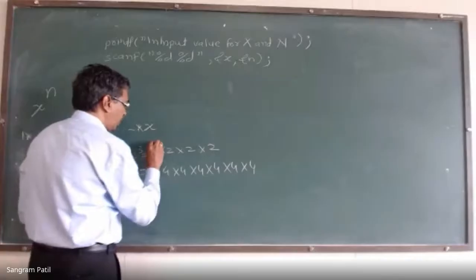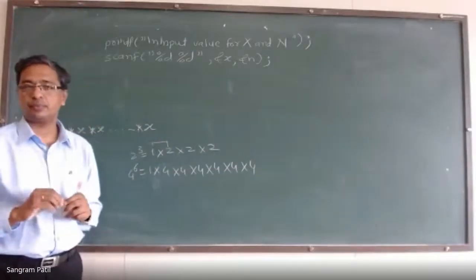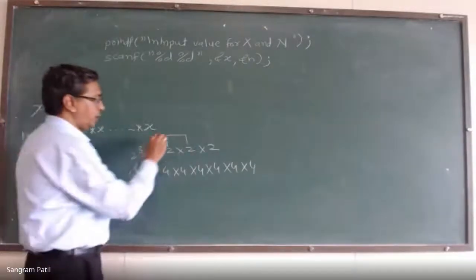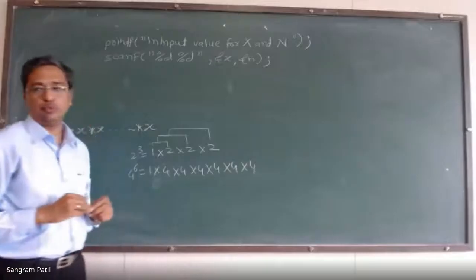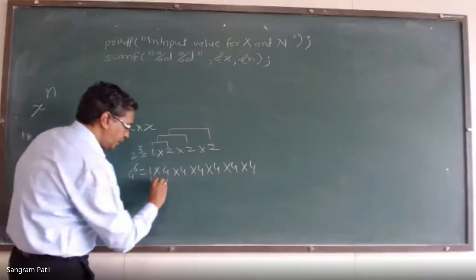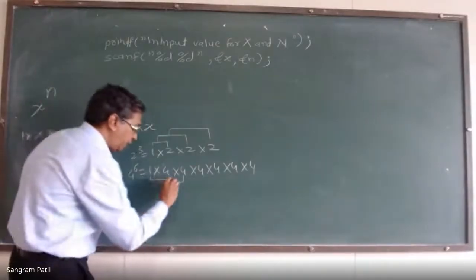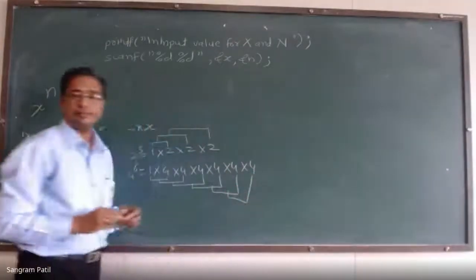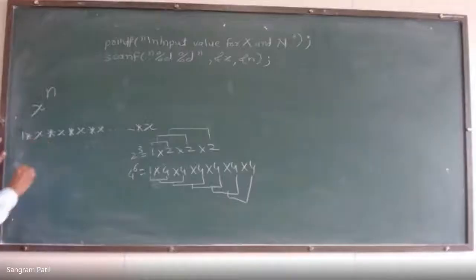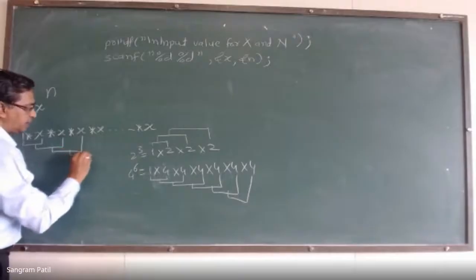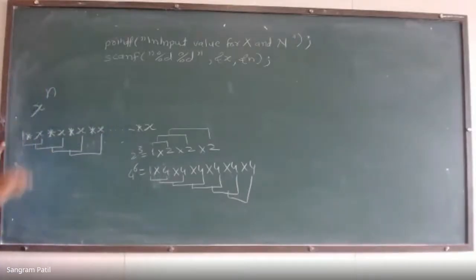First of all, we will multiply 1 into 2. Whatever the result, then again it gets multiplied by 2. Whatever the result, again it gets multiplied by 2. Similarly here, 1 into 4. Whatever the result, it gets multiplied by 4. Whatever the result, it gets multiplied by 4. Like this it goes on. So what is happening is 1 into x, then again multiply by x, then again multiply by x. Like this, every time we have to multiply by x, n times.